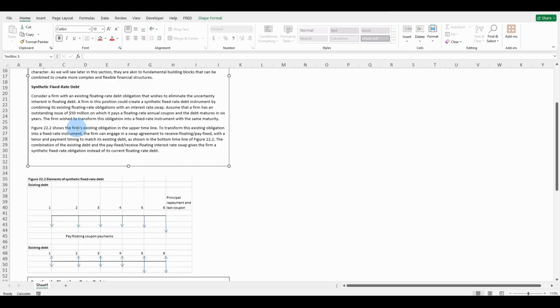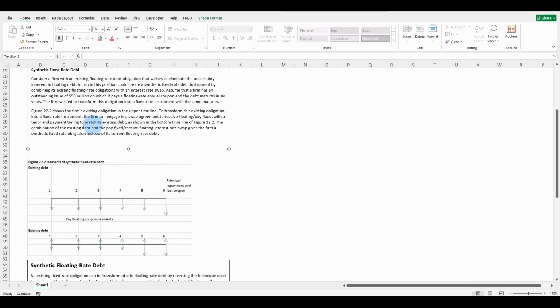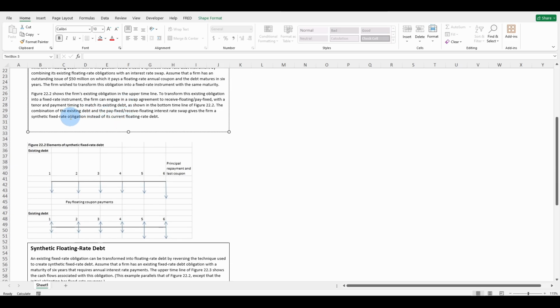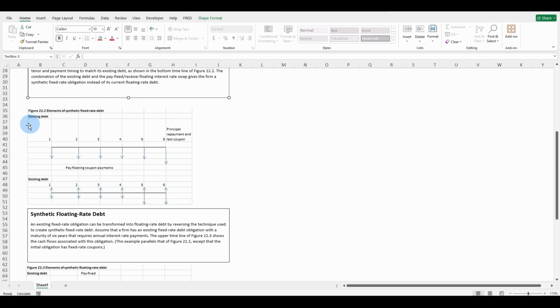To transform the existing obligation into a fixed rate instrument, the firm can engage in a swap agreement to receive floating, pay fixed, with end-of-year payment timing to match the existing debt. As shown in the bottom timeline of figure 22.2, the combination of the existing debt and the pay fixed, receive floating interest rate swap gives the firm a synthetic fixed rate obligation instead of its current floating rate debt.